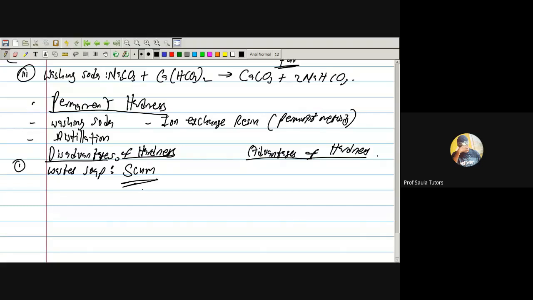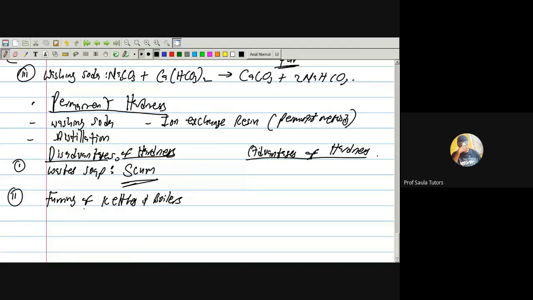If you are done with this, you can type scum on clothes on Google and go to images. You will see some clothes with a white substance on them. That is the scum as a result of hard water. The next disadvantage is that it causes furring of kettles and boilers.